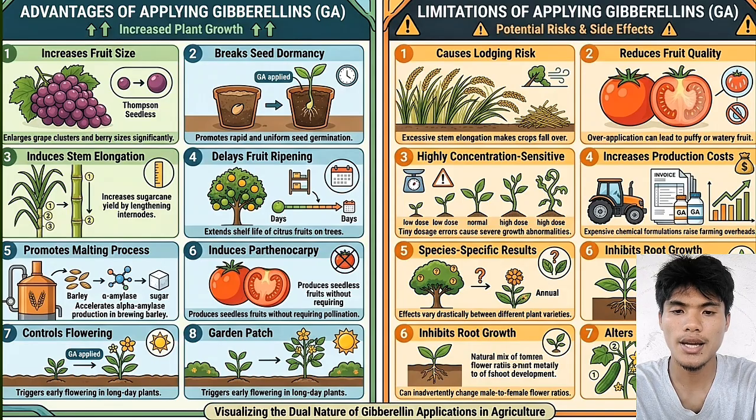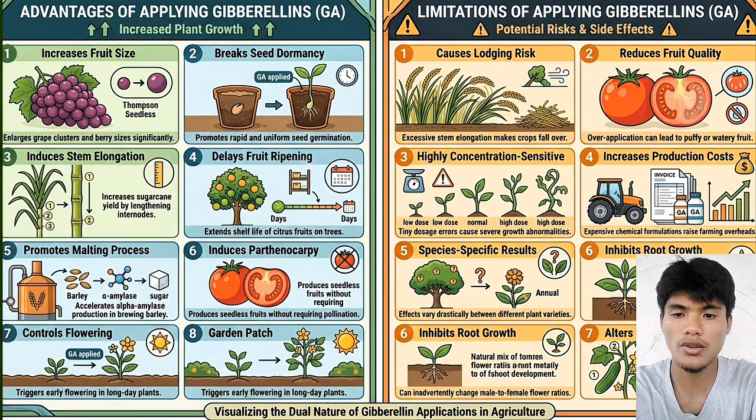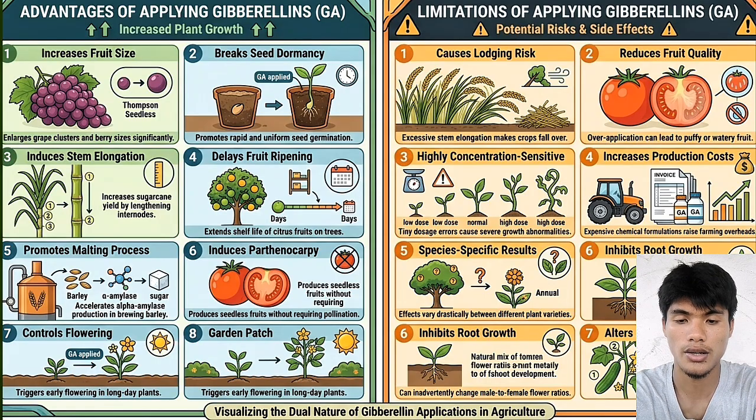On the other hand, there are also disadvantages. High concentration can cause lodging because the stem becomes too long or weak. Over-application may reduce fruit quality and increase production costs. Gibberellin can also suppress root growth, and their effects may vary depending on the crop species and environmental conditions. Gibberellins are very effective, but they must be applied carefully and according to the recommended dosage.